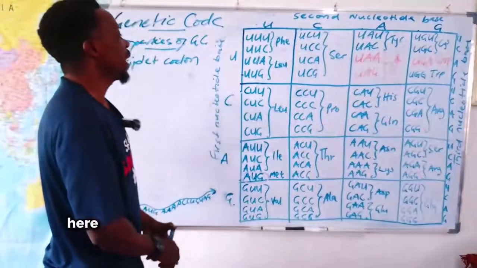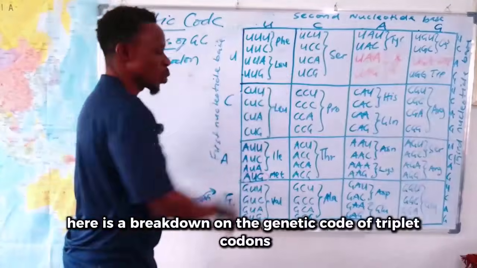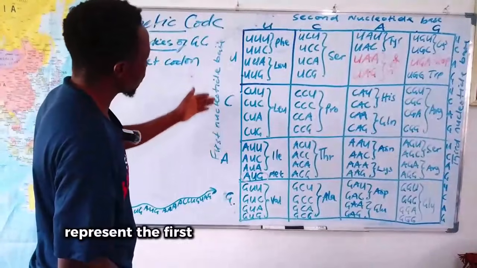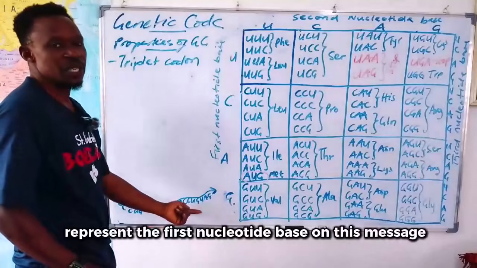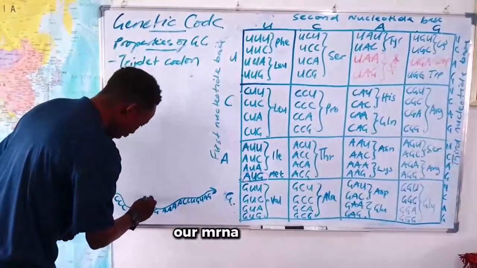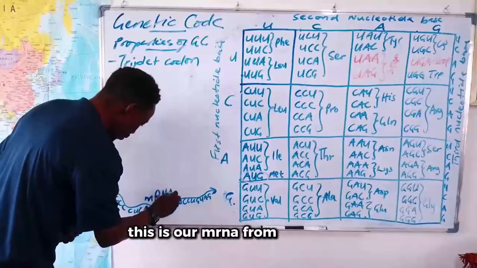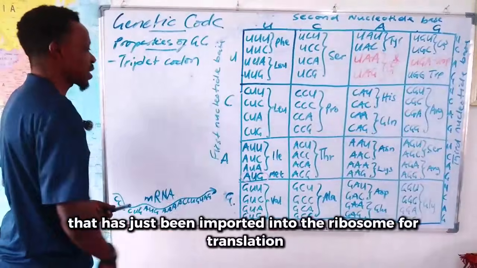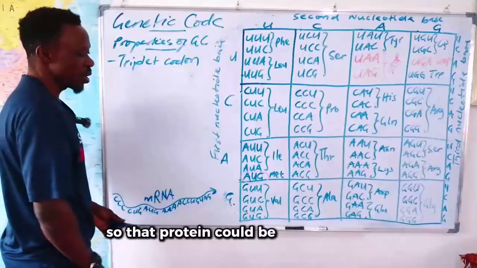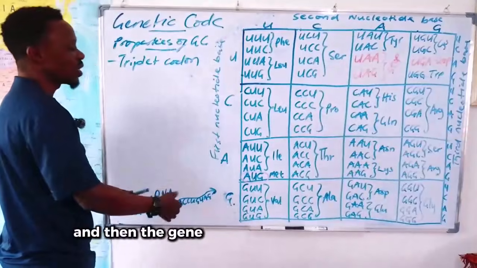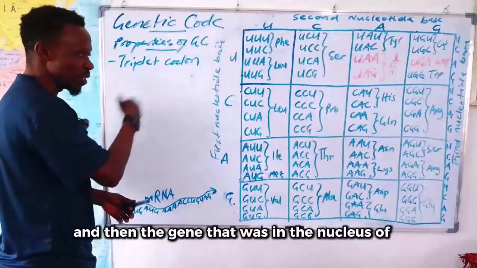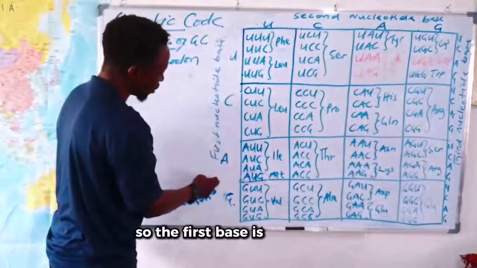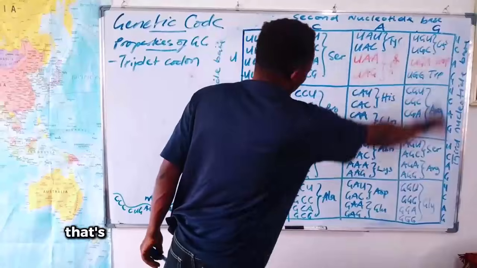Let us come here. Here is a breakdown of the genetic code of triplet codons. This wing represents the first nucleotide base on this message that has just come from our mRNA. Remember, this is our mRNA from the nucleus that has just been imported into the ribosome for translation so that protein could be made, and the gene that was in the nucleus with the DNA could be interpreted or expressed. So the first base is on this wing. This is for the second base. That's for the third base.